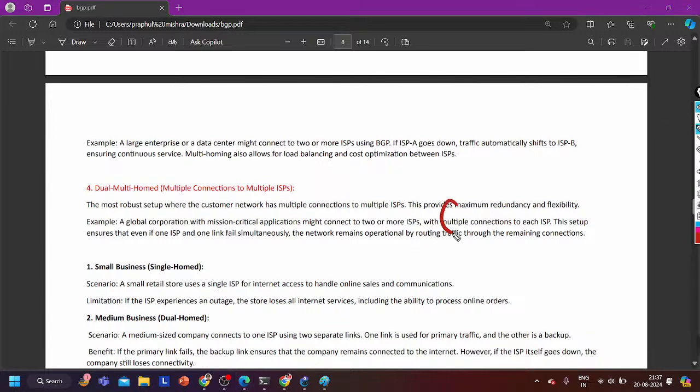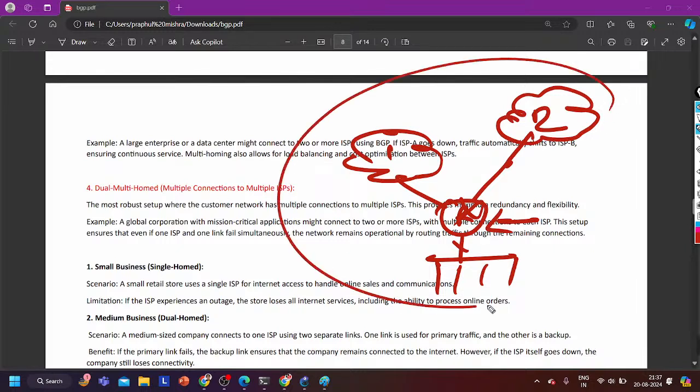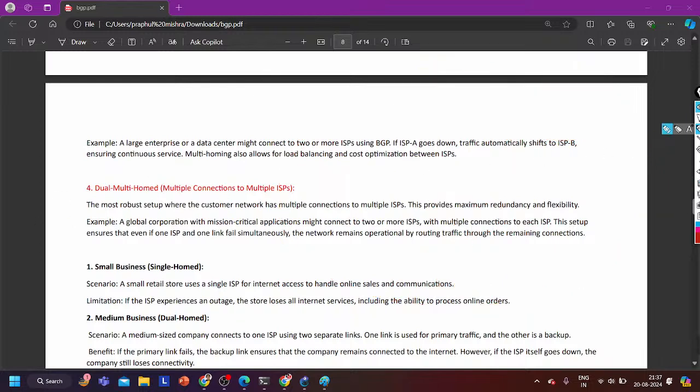My edge router is connected with two different ISPs, ISP1 and ISP2. What is the issue in this scenario? The issue is we don't have redundancy for the edge router, right? What if this edge router goes down, or if this link goes down? Correct? So a mission critical application will not use this design, right? So that's why we come up with the fourth type of design, that is dual multi-homed.